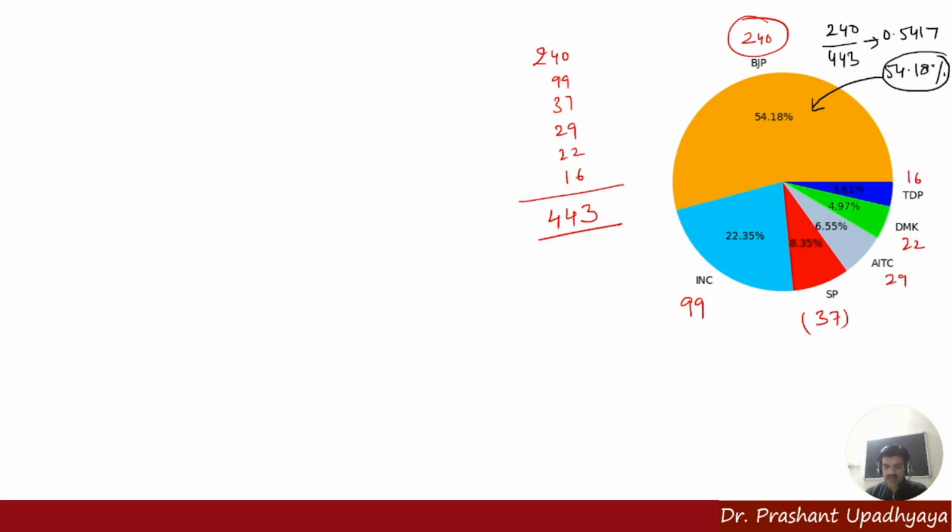Similarly, if we talk about the INC, the INC scored 99. If we divide 99 by 443, we get 0.2234, which means 22.35%. This is the value we are getting here. So our task is to plot the exact pie plot with the help of the Matplotlib library.